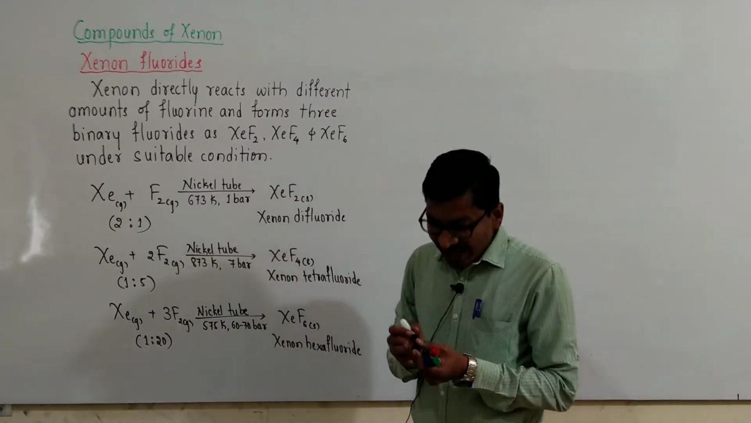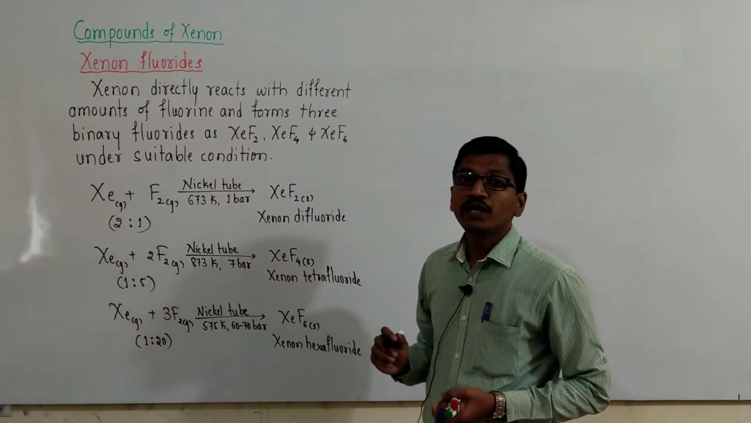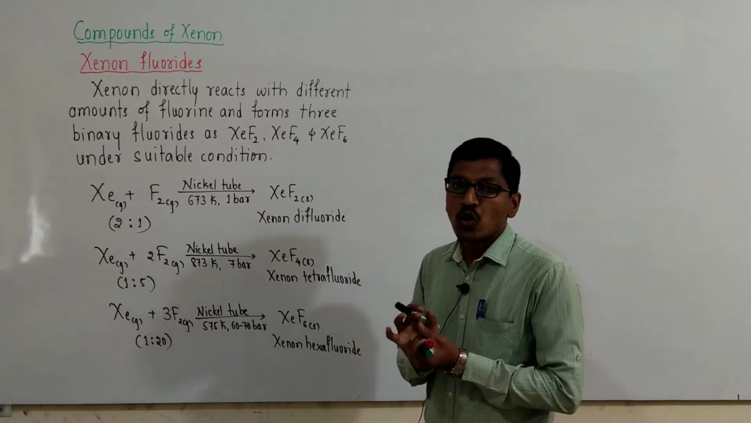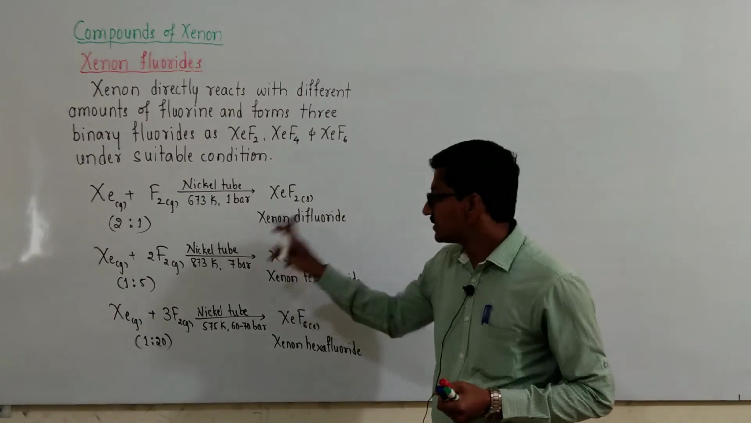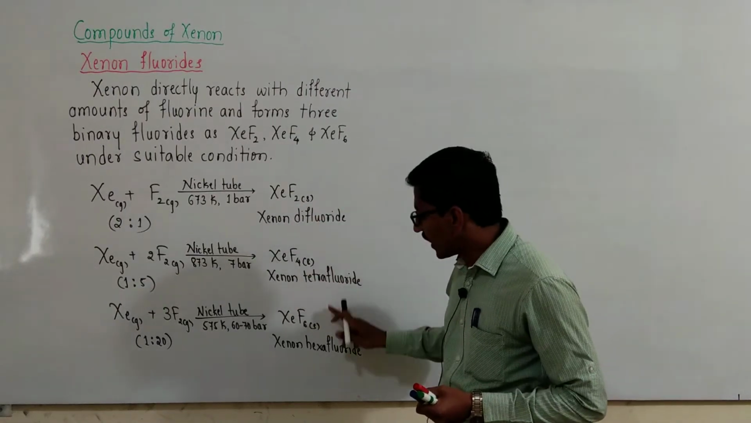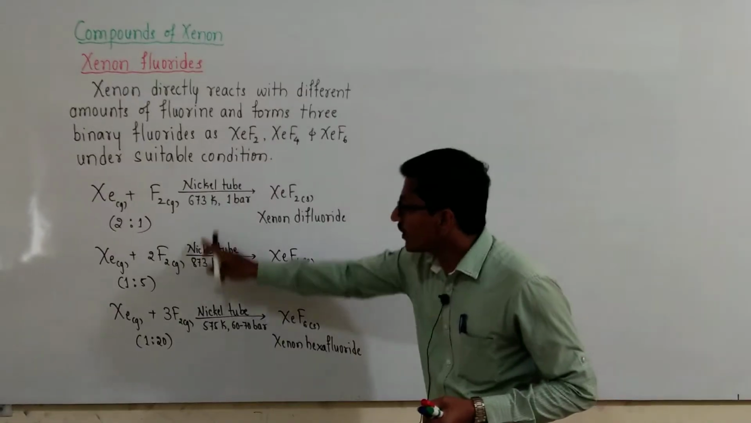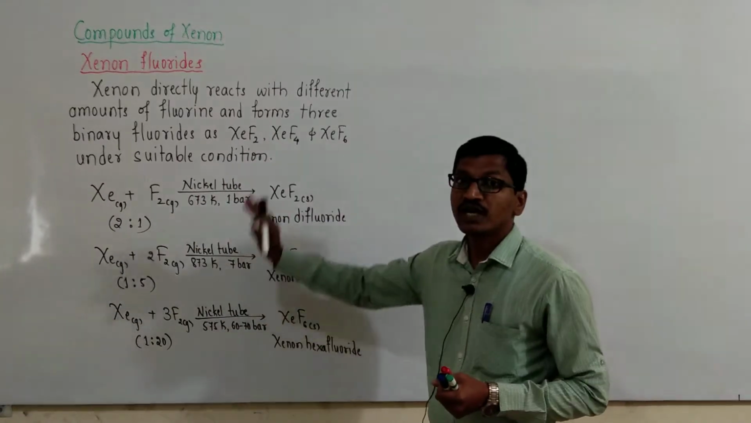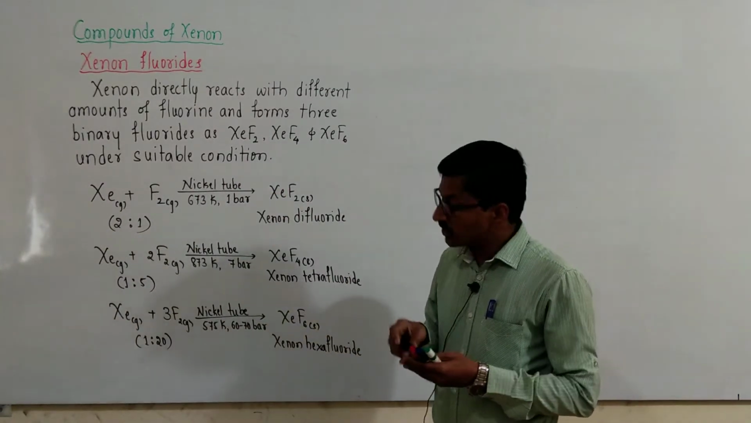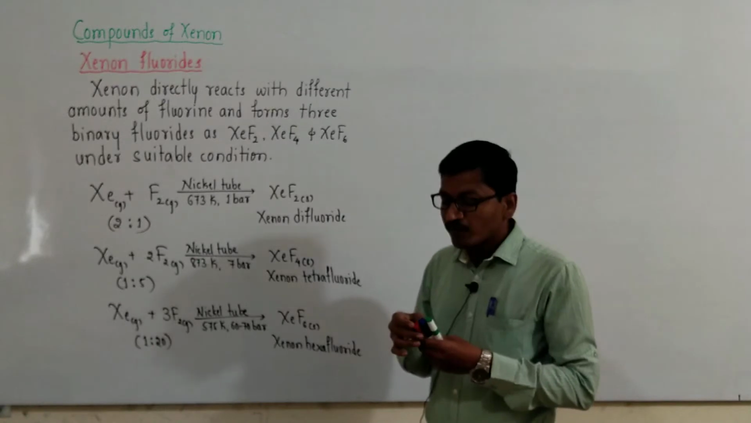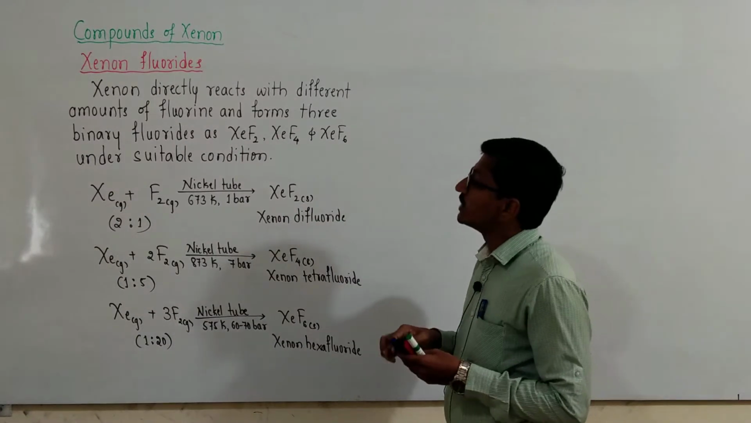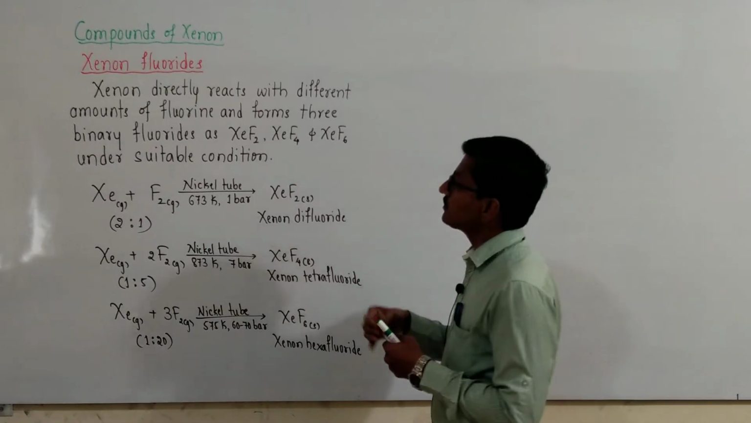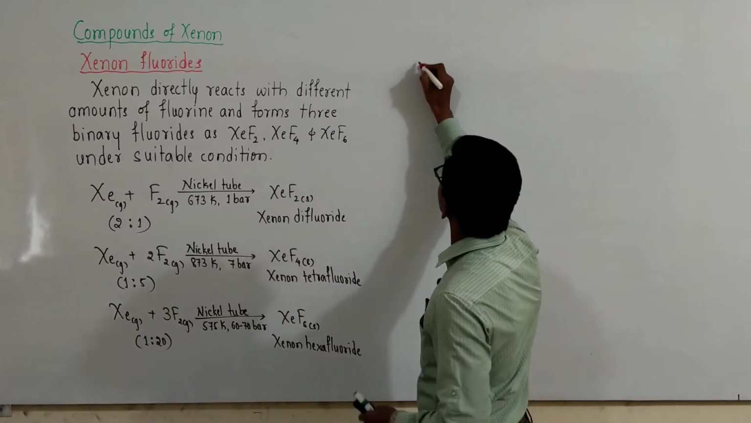Xenon directly reacts with fluorine with different amounts to form 3 binary fluorides such as XeF2, XeF4 and XeF6 in different conditions. These are the methods of preparation of xenon fluorides. Next is properties of xenon fluorides.